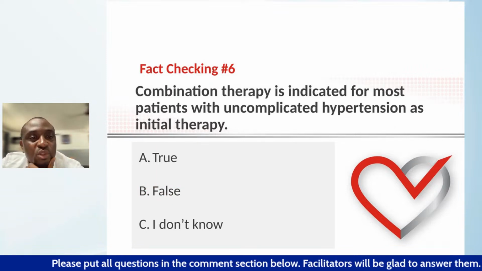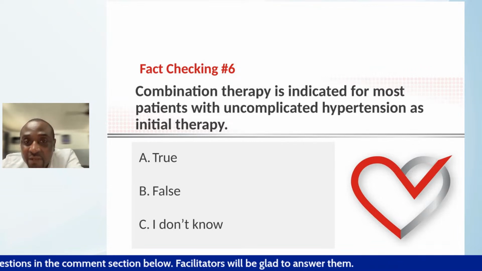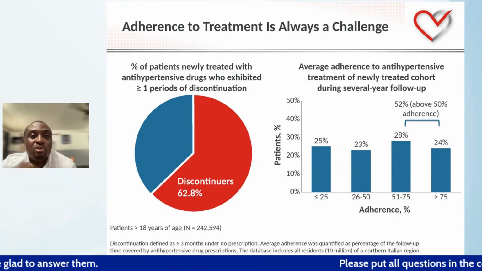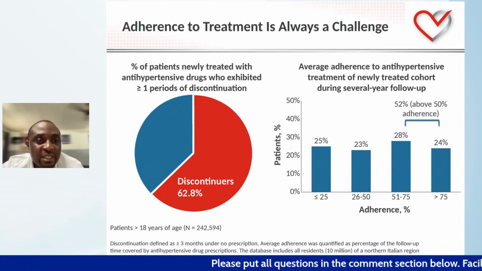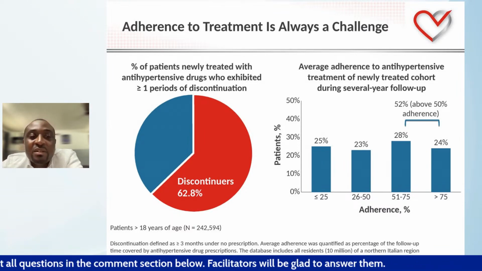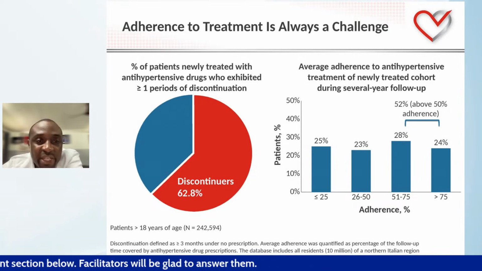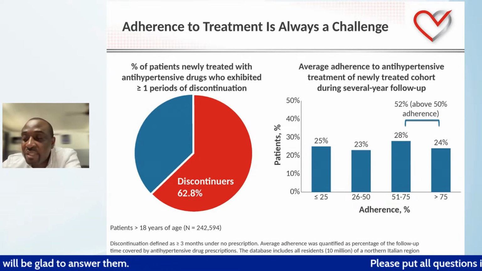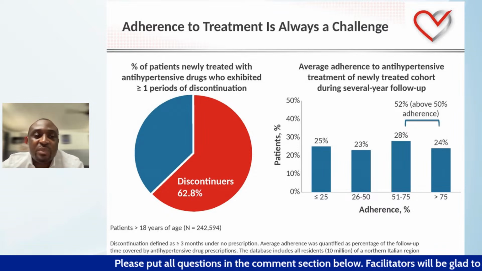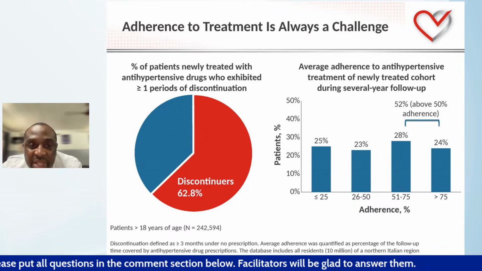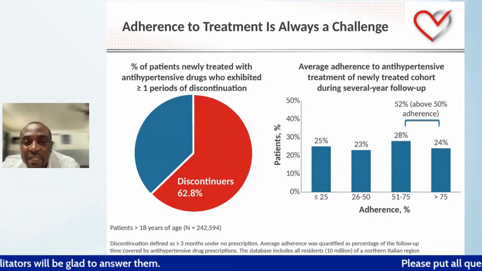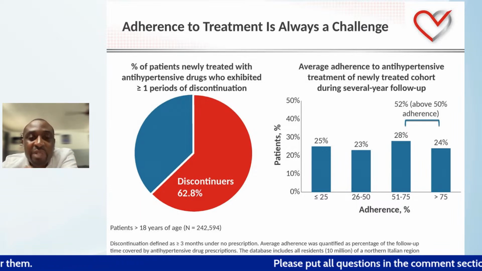Combination therapy is indicated for most patients with uncomplicated hypertension as initial therapy. Is this statement true, false, or otherwise? You can tell that adherence is key to achieving the optimal BP target. This shows the percentage of patients who were newly treated with antihypertensives who exhibited one or more periods of discontinuation. You can tell 62.8%, an overwhelming percentage of patients older than 18 years who were considered. Very few of them really were able to take medications without discontinuing, and it's the same here. So if these patients' adherence was monitored, you can tell that it's just around 1 in 5 or maybe 1 in 4 who are really adherent to the medication.